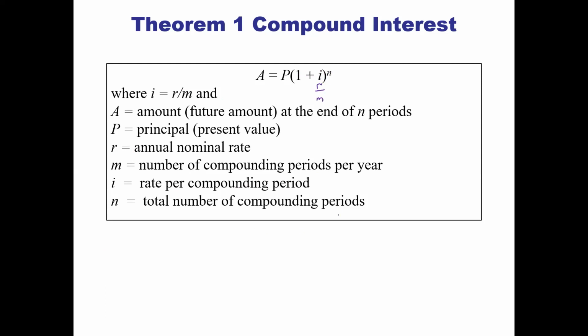Now, n is the total number of compounding periods. Well, how do you get that? Well, that's going to be our m, which is the number of compounding periods per year, times t. And so that's what n is going to be. So when you actually put it all back together again, you're going to get A is equal to P times (1 plus r over m) to the m times t.